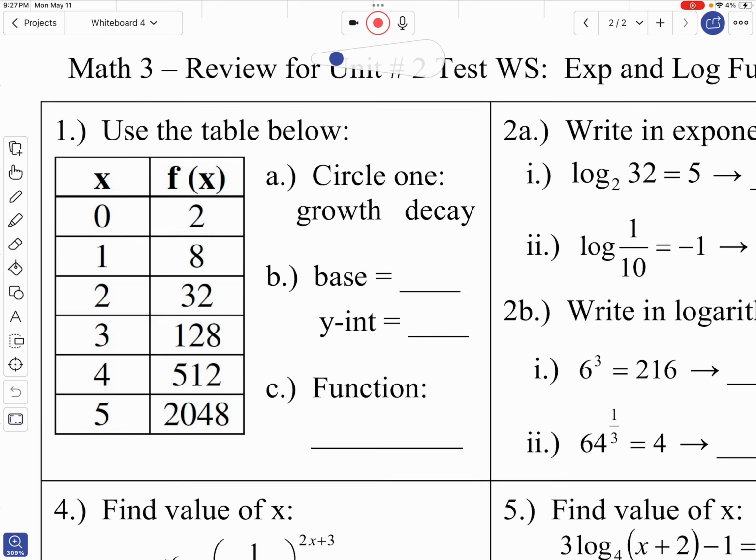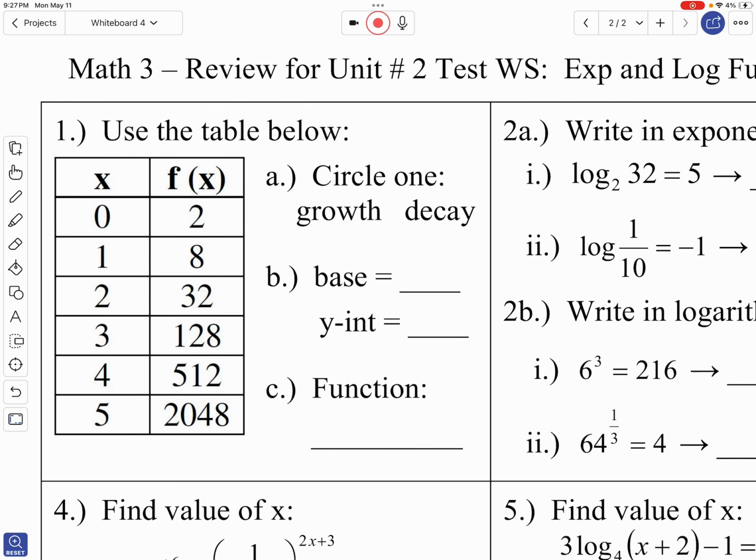So if we look at question number 1, it's asking you, is this a growth or decay model? So if we're looking through these numbers, are these values growing or decaying? Meaning, are they getting bigger or are they getting smaller? They are getting significantly bigger.